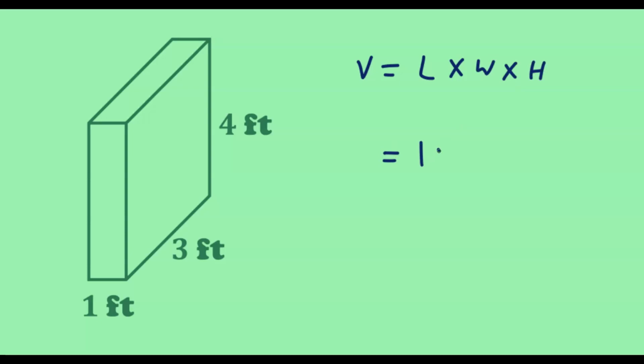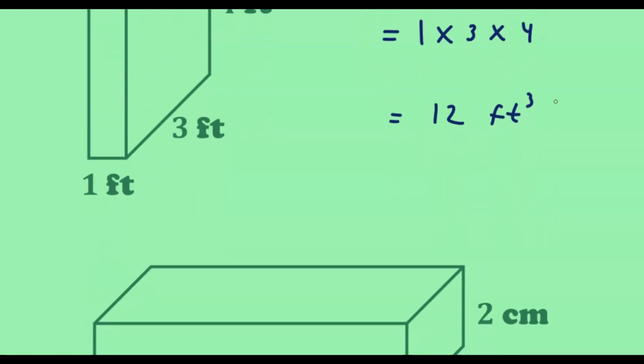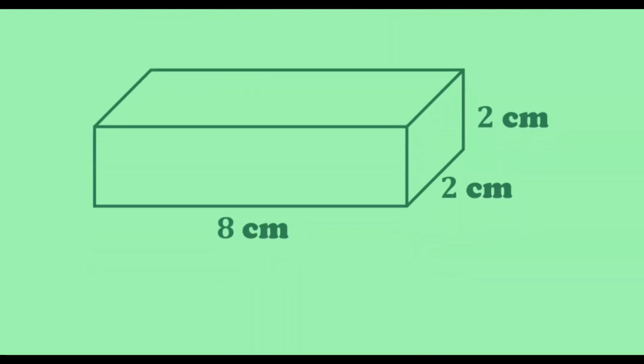So the length is 1, the width is 3, and the height is 4. So we end up with 1 times 3 times 4, that is equal to 12. And since the edges are all given in feet, the unit for the volume will be feet cubed. So the volume is 12 cubic feet. Let us have a look at the next rectangular prism.